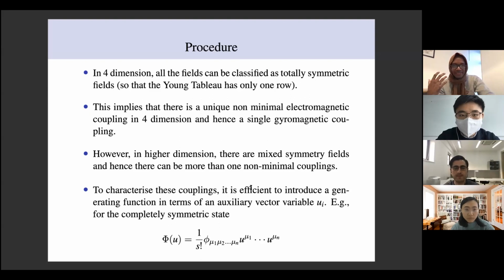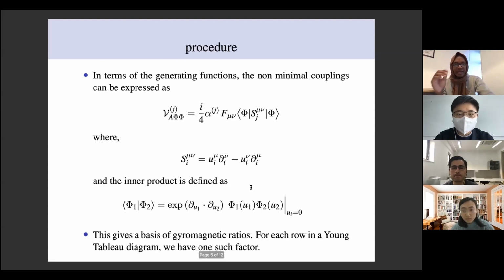To characterize these couplings, it is efficient to introduce a generating function in terms of an auxiliary vector variable u^i. For example, for a completely symmetric state, one can write it like this. In terms of this generating function, the non-minimal coupling can be expressed in this way, where S^{μν} has this structure and the inner product in this expression is defined in this way. This gives a basis of gyromagnetic ratios. For each row in a Young tableau diagram, we have one such factor and one such gyromagnetic coupling.